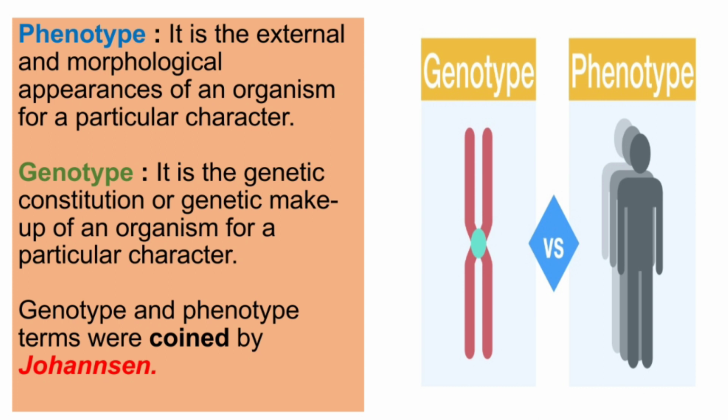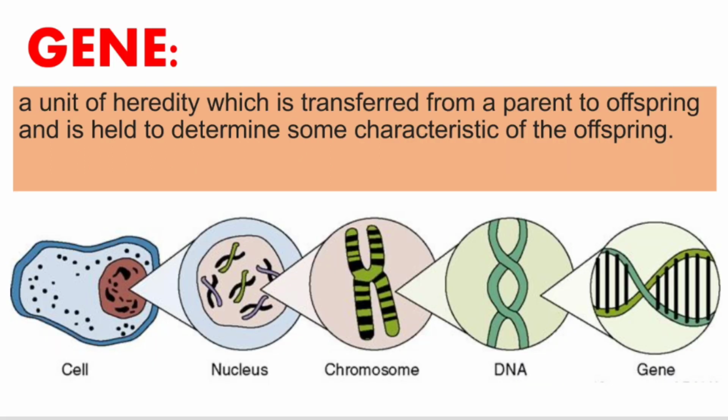Genotype is the genetic constitution or genetic makeup of an organism for a particular character, which is responsible to make an organism look alike with the parent, and this is genetic material passed between generations. Genotype and phenotype terms were coined by Johansen.